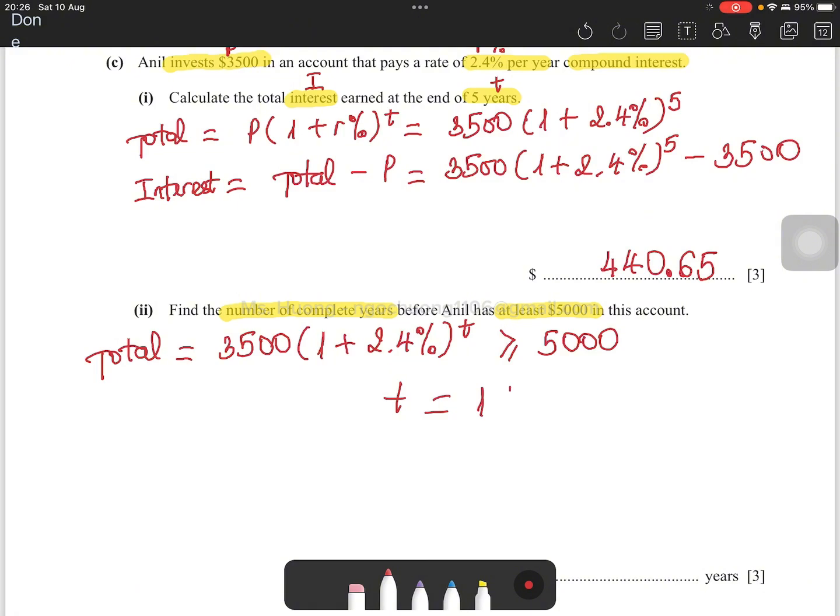T is 16 years, to make sure that the account has at least $5,000.